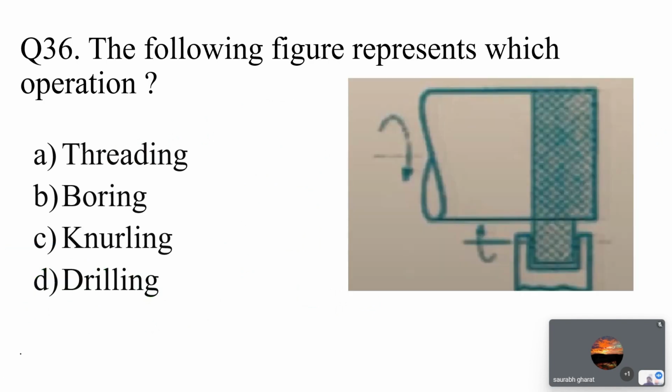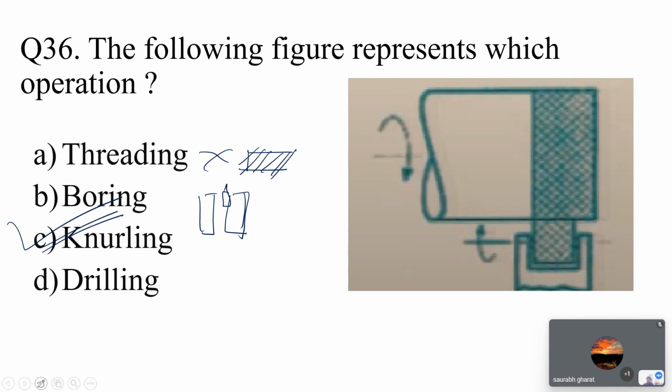The following figure represents which operation? This is not threading; it looks different, like this will happen. This is not a threading operation. Boring is internal, so boring is different. You know the boring bar; it is different. It is internal threading, or internal machining. Knurling, yes, it is a knurling process. And threading is again different. So what option do we have? Only the knurling process. Knurling is creating a textured surface, or creating it for gripping.